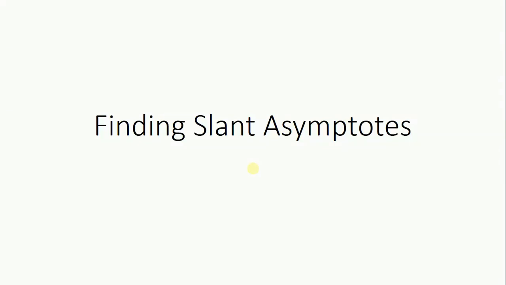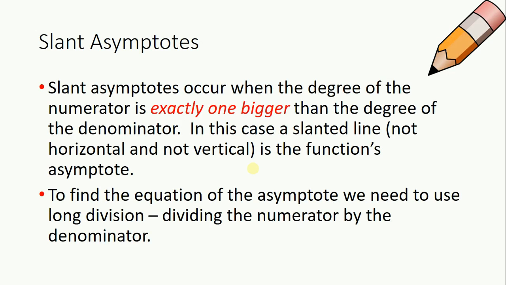So today we're going to find slant asymptotes. This is the second day on graphing rational functions. You're going to want your notes today. You may want a calculator just to do some simple math, and you're also definitely going to want some graph paper today. So, finding slant asymptotes.